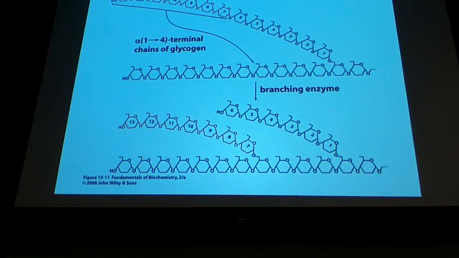But then for our branching enzyme, if I get something that's at least 11 residues long, I can take the last 7 residues of that branch and transfer it to a new C6 position to make a new branch. But this branch has to be at least 4 residues away from the last branch, so they can't get closer together than that.